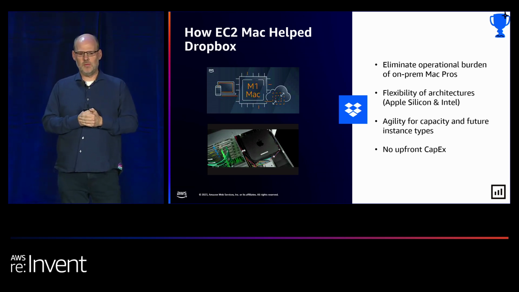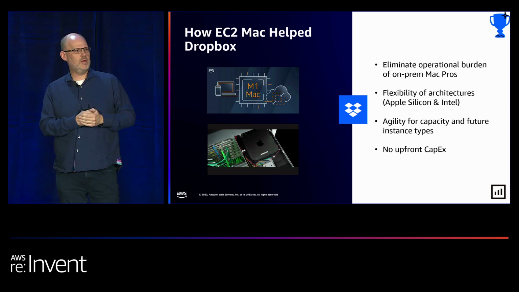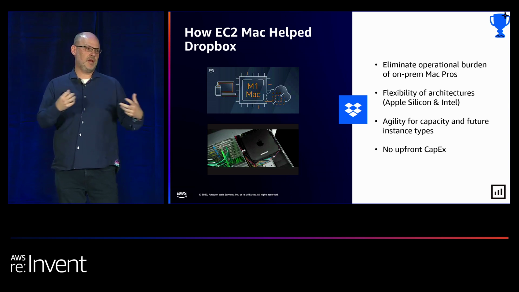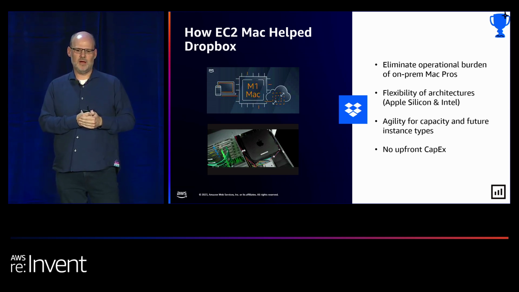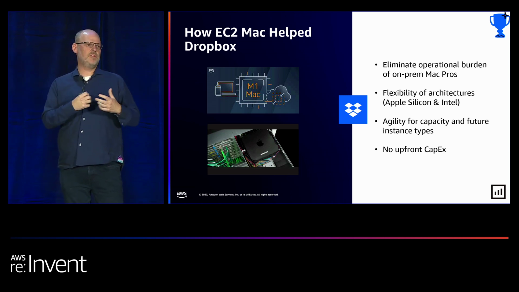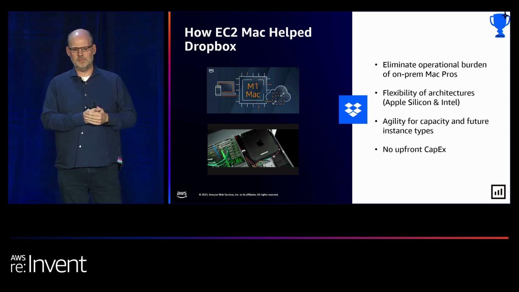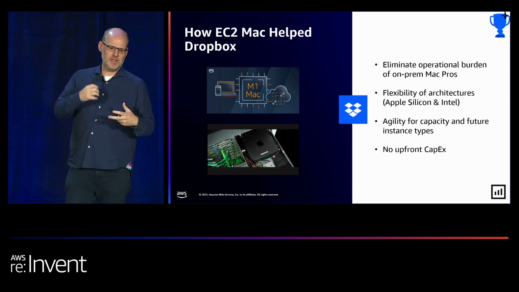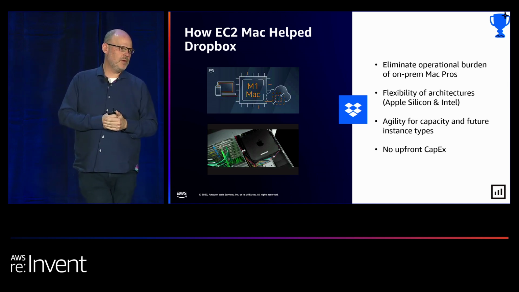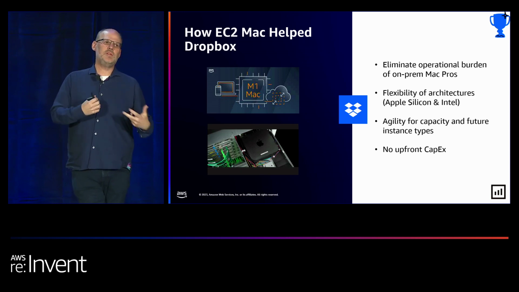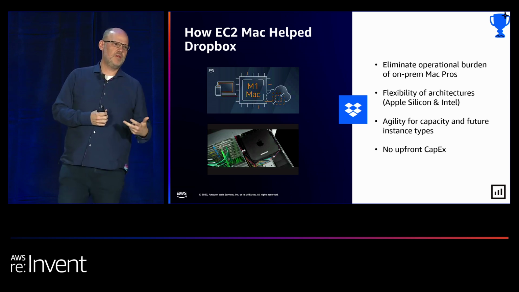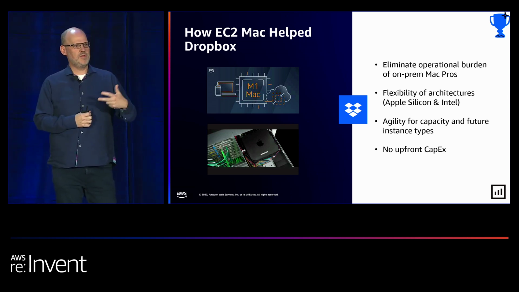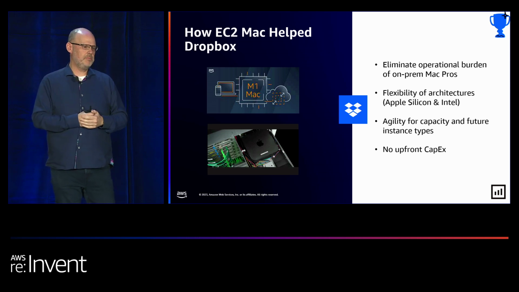Second, we're able to leverage the multiple different processor architectures that EC2 Mac has to offer, really helping us cater to the evolving workloads that we have at Dropbox. Next, it positioned us well for the future because we're able to very quickly evaluate new instance types. For example, we very recently tested out the M2 and the M2 Pro instance types. We were able to do it super quickly and without any obligation or lead time.